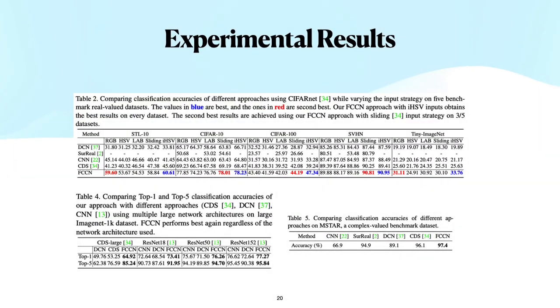Here are the results from our conducted experiments. We compare the results of 5 different inputs on 5 different datasets, showing better results for FCCN. We also compare with previous methods on large-scale dataset and models in Table 4, and on complex valued dataset in Table 5, where we see better accuracies for FCCN.